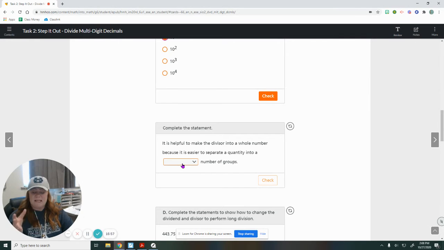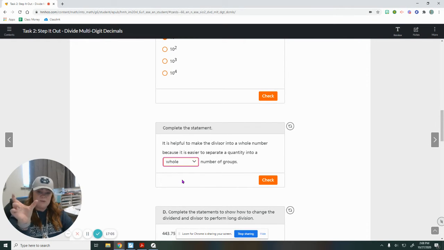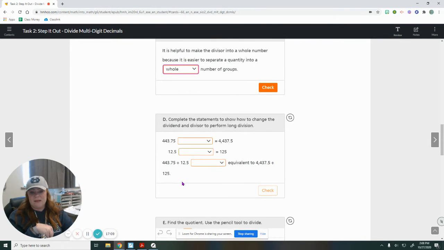And we did that because it's easier to divide groups into whole numbers of groups. We wanted to divide by 125 instead of 12 and a half. Okay, so then we're going to complete the statements to show how we changed these. So we made this 10 times bigger. So we did the same thing here. We made it 10 times bigger.